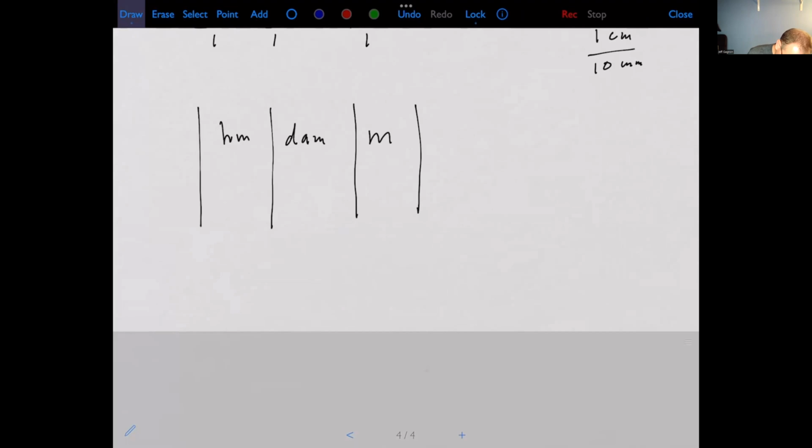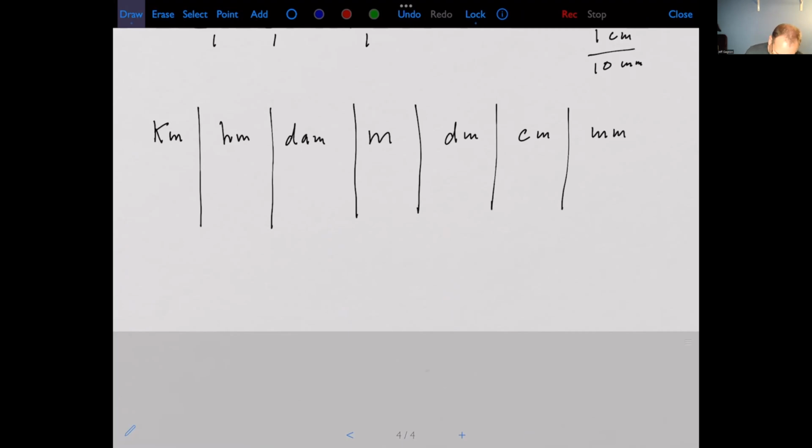Okay, so what I'm going to do is put meters in the middle. That's our base unit for length. And then to the left, I'm going to do the larger units. So remember, 10 times a meter was a decameter. Then 100 times was a hectometer, HM. And then 1,000 times was a kilometer. And then to the right, 1/10 of a meter was a decimeter, DM. Then a 100th of a meter was a centimeter. And then 1,000th is a millimeter.